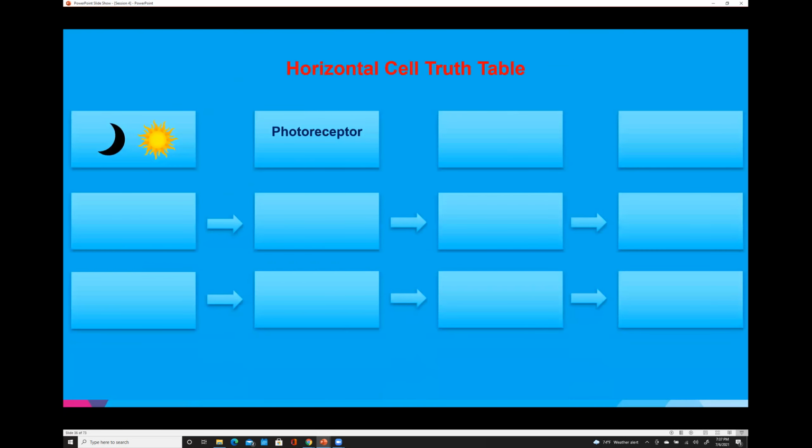So let's do it from another angle now, okay? Again, here's a truth table. Now, instead of just saying photoreceptor, we're going to say central photoreceptor. And we just went through this. And then, of course, the horizontal cells over here. And then now it's a surrounding photoreceptor that we're going to have at the edge of this truth table.